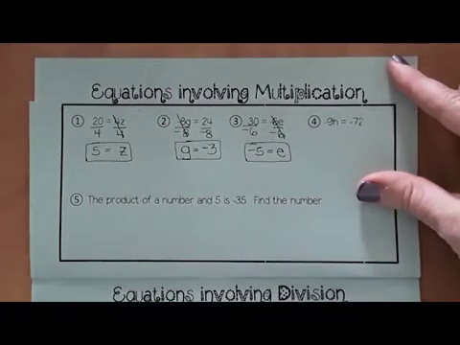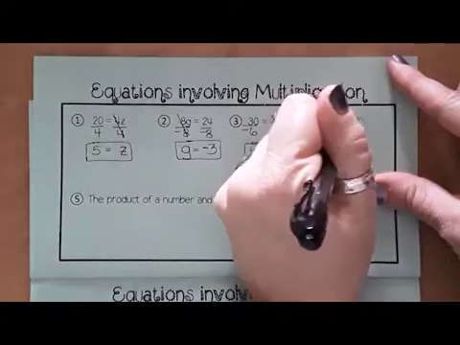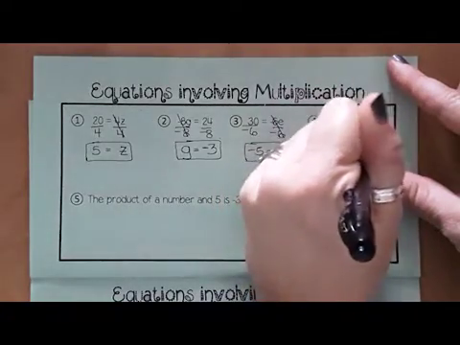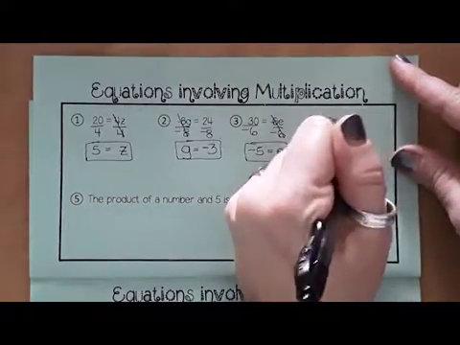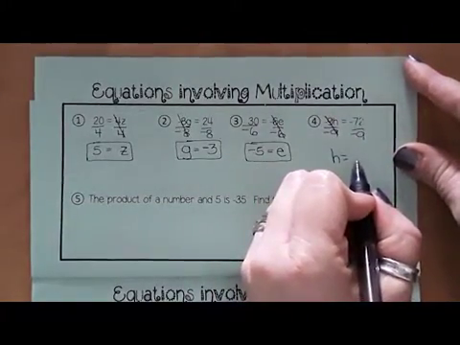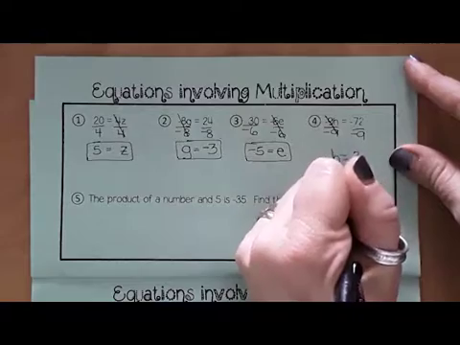All right. Last one, number 4, negative 9h equals negative 72. We're going to divide negative 9 by both sides. A negative and a negative makes a positive 1. And a negative 72 divided by a negative 9 gives me a positive 8.